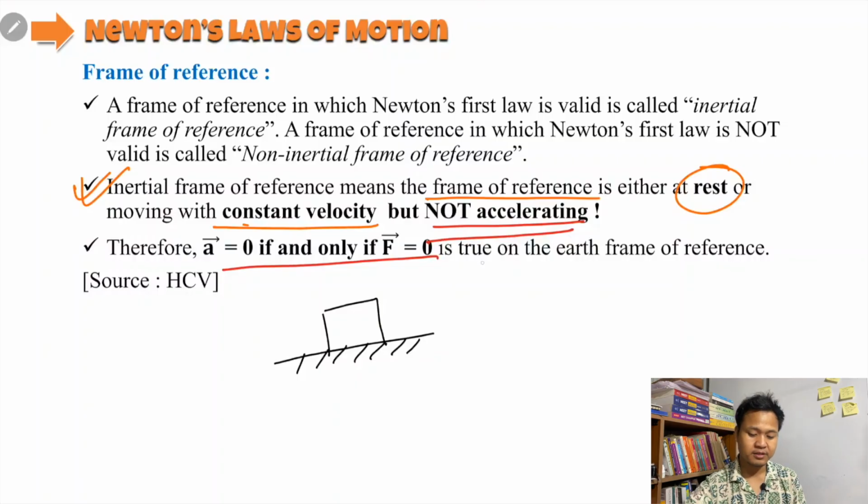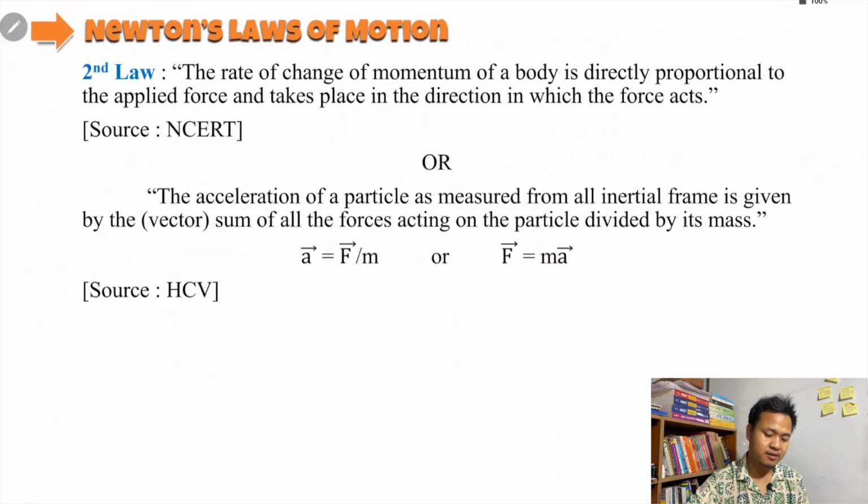So this is true only if the earth is the frame of reference, so the frame of reference is on the earth itself and you are looking at that box. Only then A equals to 0, F equals to 0 is right, it is possible. So that much in the first law.